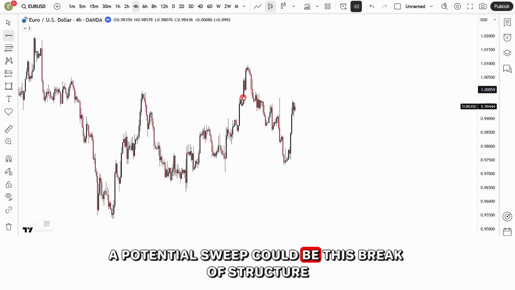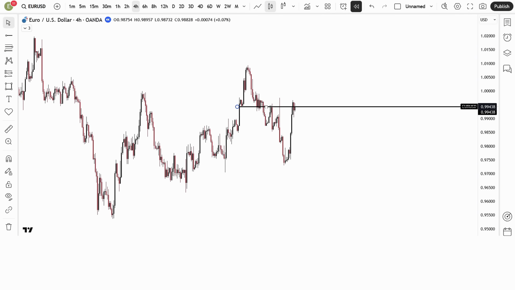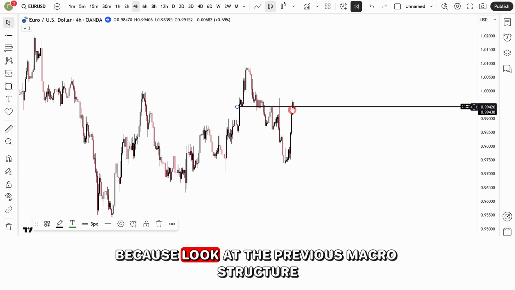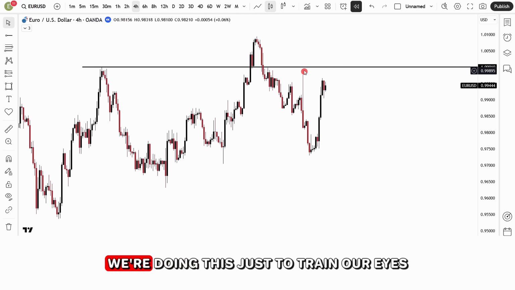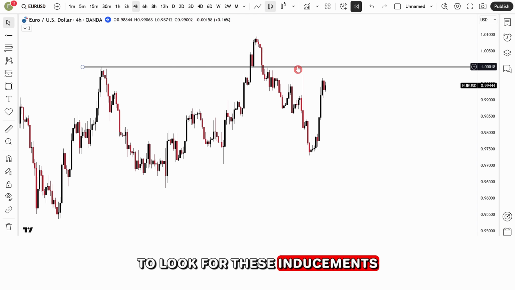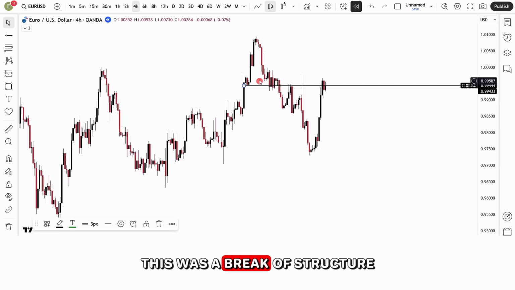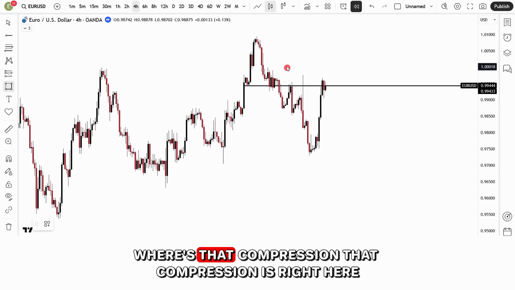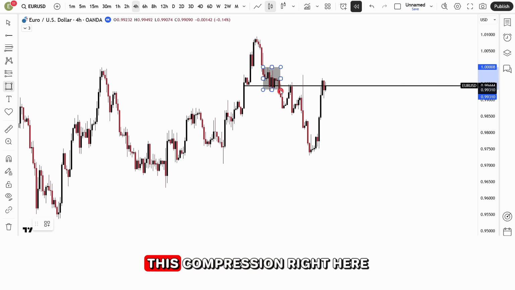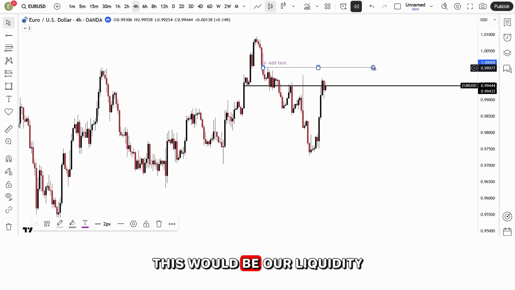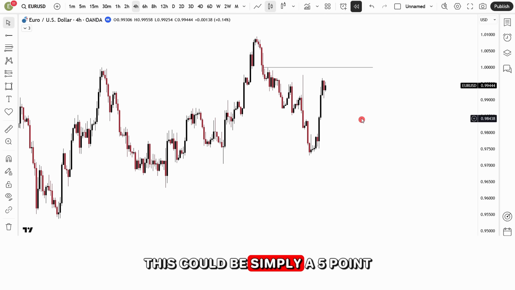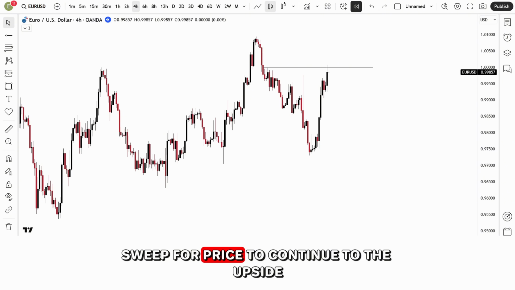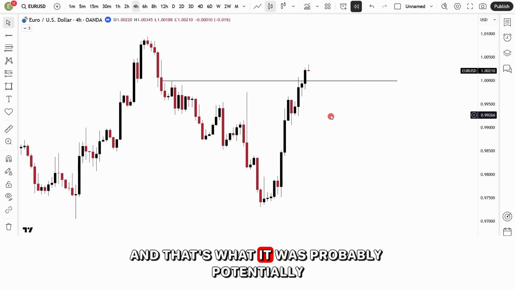A potential sweep could be this break of structure right here. And now you're going counter trend, because look at the previous macro structure. You had a break of structure to the upside. So this would be extremely risky. But we're doing this just to train our eyes to look for these inducements. This was a break of structure. Where's that compression? That compression is right here. So by this being the compression, this would be our liquidity. And again, since this is counter trend, this could be simply a 5-point sweep for price to continue to the upside. And that's what it was, potentially.